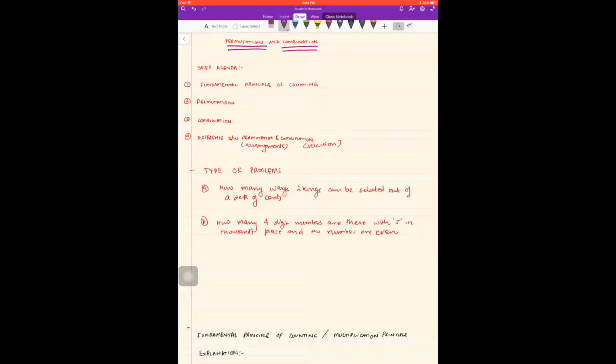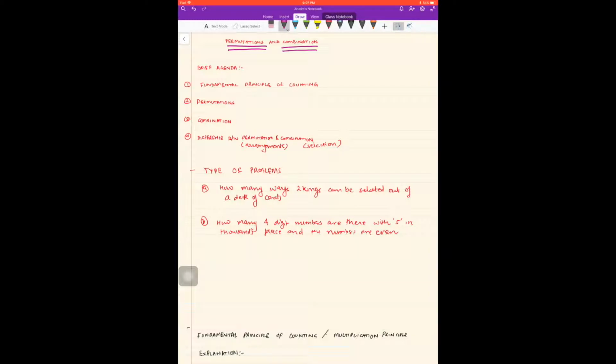We'll study the fundamental principles of counting, followed by what permutations are, what combination is, and what the difference between permutation and combination is. Just to give you a brief idea, permutation problem statements would have the word arrangement, which is used synonymously with permutations, and whenever you hear about selection, it would mean combination.